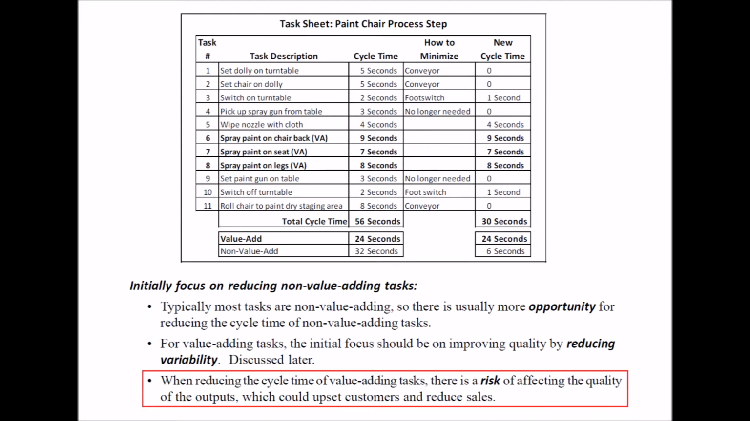When reducing the cycle time of value-adding tasks, there is a risk of affecting the quality of the outputs, which could upset customers and reduce sales. If you see an opportunity to reduce the cycle time of a value-adding task, and there is no risk of hurting quality, sure, go for it. Just remember that keeping your customers happy is critical.